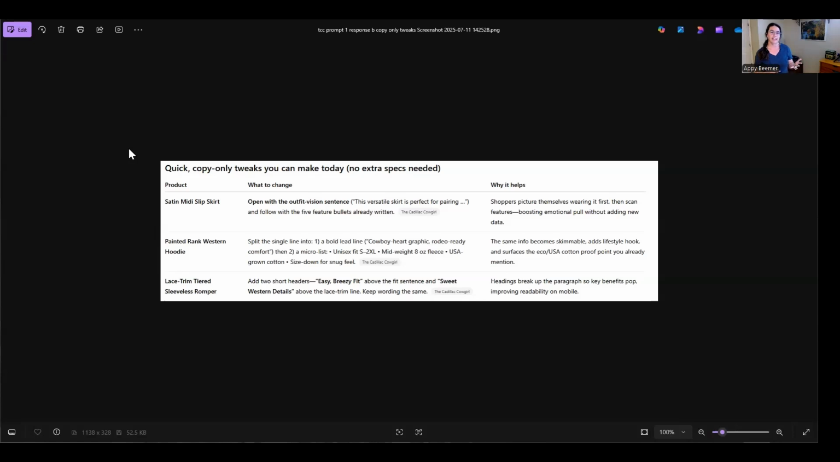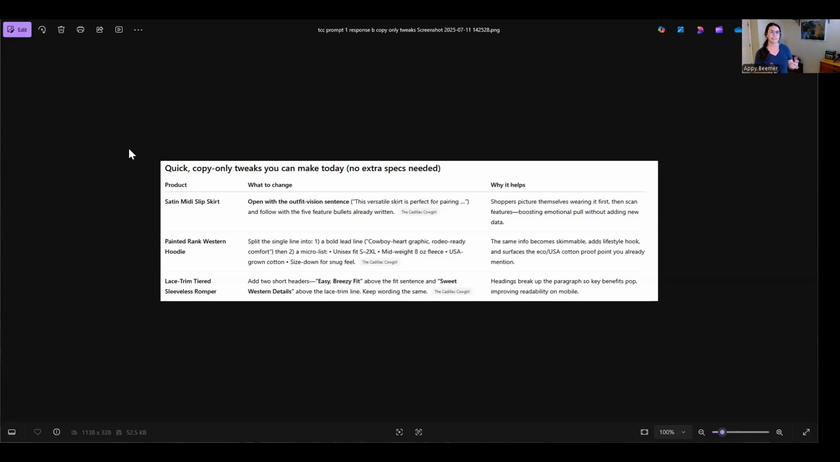Now, one point to notice is this says quick copy only tweaks that you can make today. One thing that the AI suggested was adding information, and it gave me specific information to add about aspects of the products that I don't necessarily have that information. And if I don't have that information, then what I'm looking to do is take the product description that's already there, that has all the information I have, and just tweak that to make it more appealing and more effective at showing people how we're meeting the need of what they're looking for with this product, if they're indeed looking for this product. So there's some quick little things, changing the opening sentence so that people can picture themselves in this situation, splitting up information into something that's more skimmable, headers or headings to break up a longer product description.